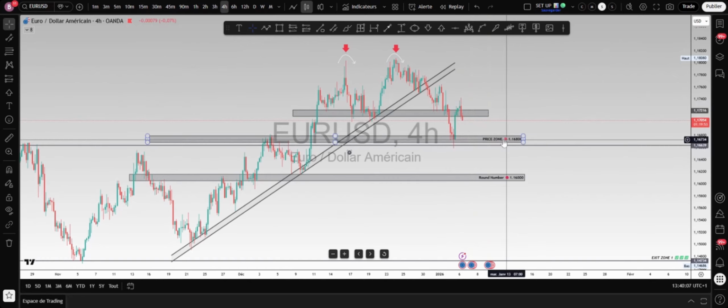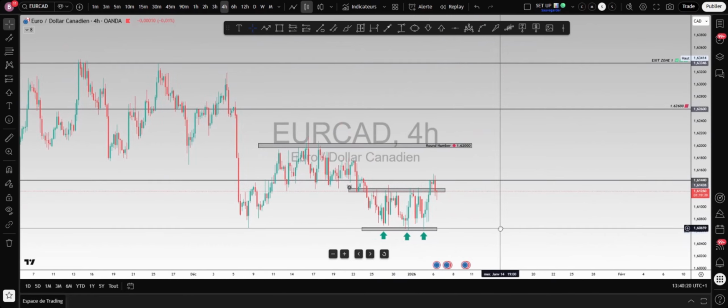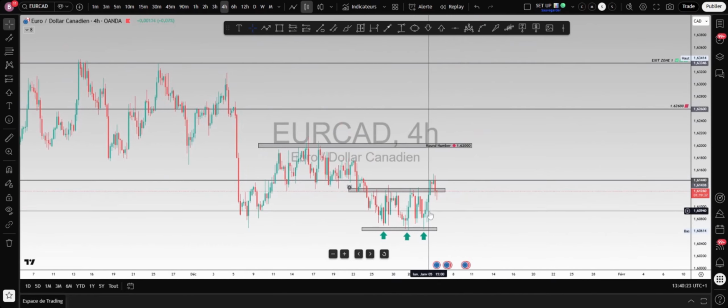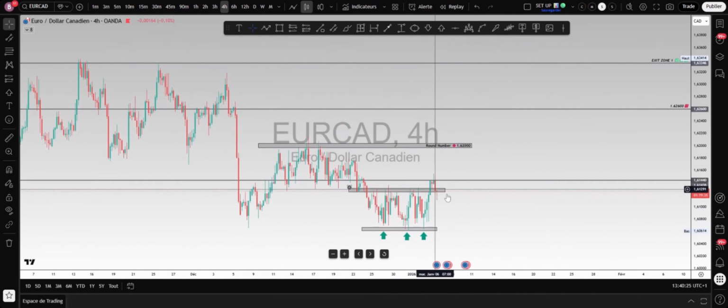Okay, EuroCAD. It's simple, same scenario here. We see that the market has settled on the support. First touch, second touch, third touch. Here we have the price zone. The market broke it, and now we will wait for it to break the resistance again to potentially take buy positions.